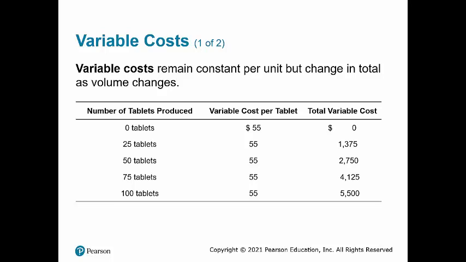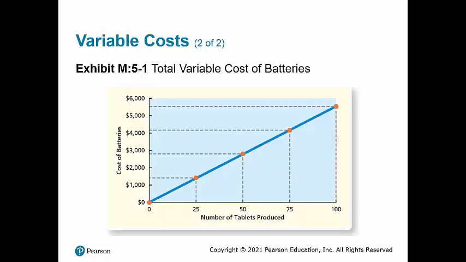Using Smart Touch Learning as an example, the direct materials that are used to make the tablets are a variable cost. For example, each tablet requires one battery at a cost of $55 per battery. This chart shows the cost for batteries at various levels of activity. As you can see, the total variable cost of batteries will increase proportionately as the number of tablets produced increases, but the battery cost per tablet does not change.